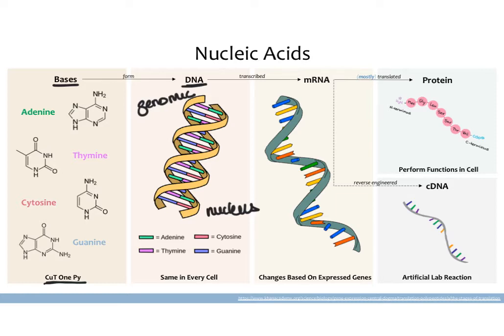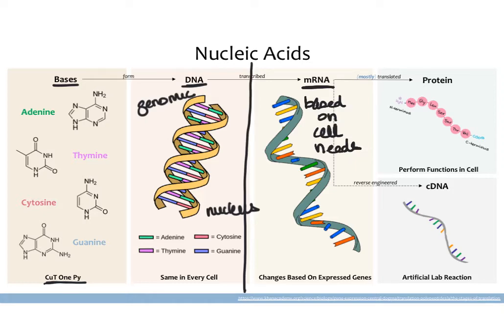And this is the part where things get different. So up till here, everything is sort of the same in every single cell. But here, the cell will only transcribe the mRNA for genes that it needs. So this is based on cell needs. And this could be due to microenvironmental pressures, it could be due to changes in metabolism, it could be due to any sort of signaling that the cell is receiving from the environment, or it could be due to the function that cell normally performs. And so, for example, heart cells might produce certain things, whereas skin cells might produce other things.